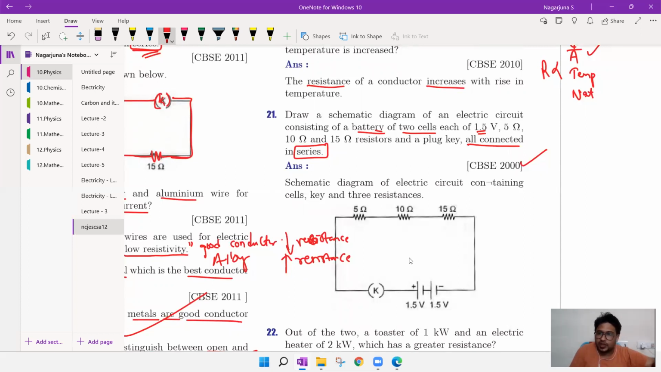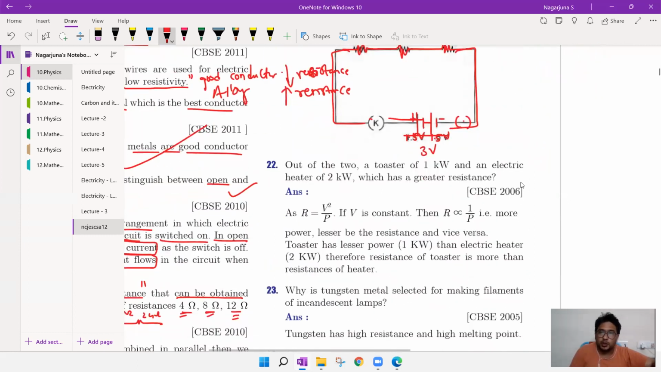So first what we can do, you can draw the battery. Battery of how many cells? 2 cells. That is a hint. Positive, negative, negative connected to positive and negative. Positive here, negative here, and you can mention 1.5 volt, 1.5 volt, or straight away you can mention it as 3 volt. No worries. Okay, it is better to mention 1.5 volt, 1.5 volt. And the key, of course, you can connect towards positive or negative. Maximum try to connect towards negative. Then the key, and the 5 ohm resistor, 10 ohm resistor, 15 ohm resistor, all connected in series. Like that you have to draw.